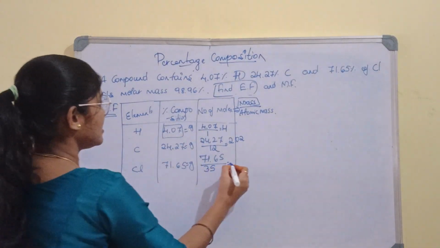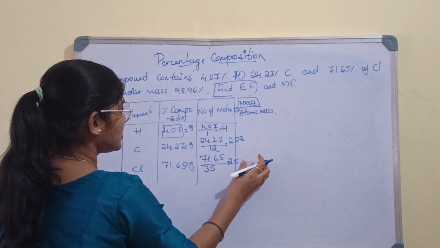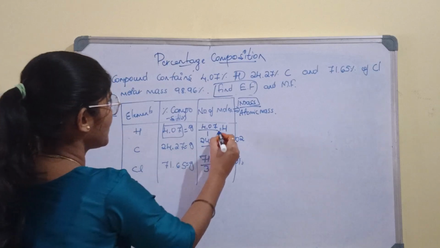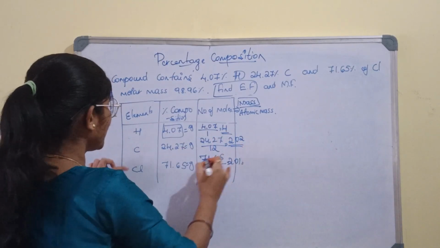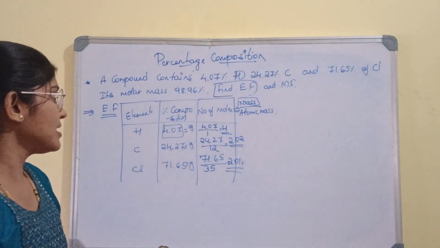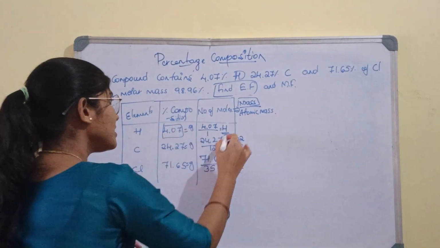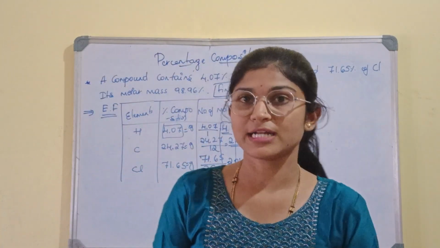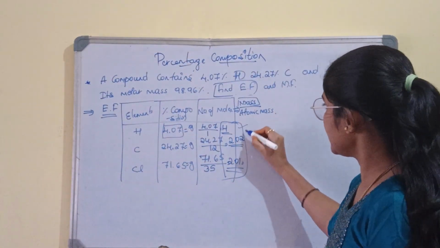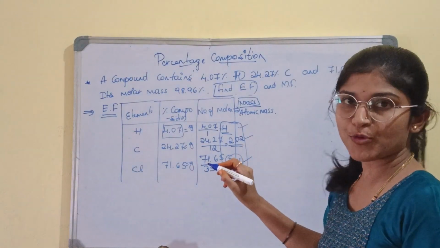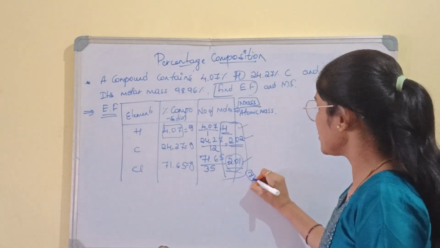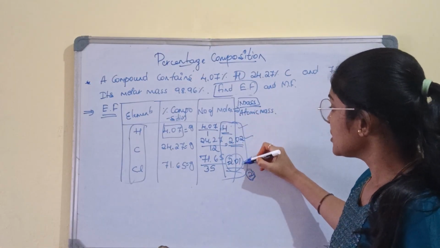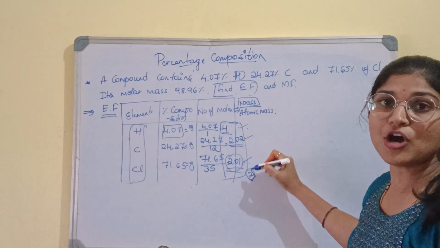Okay, next calculate. You will come across 2.01. What is the number of moles? Hydrogen 4, carbon 2.02, chlorine 2.01. And next, what we have to do? Take the least number. Among the number of moles, consider the least number. Which is the least here? 2.01 is the least number. So now what you have to do? Divide these values 4, 2.02, 2.01 by the least value among them.